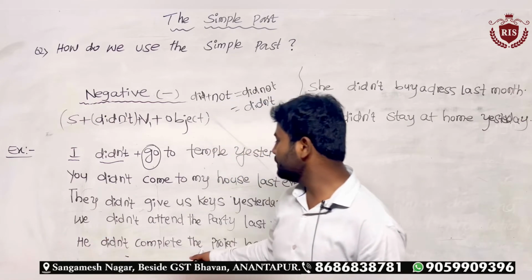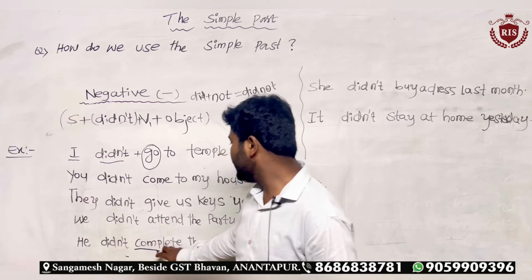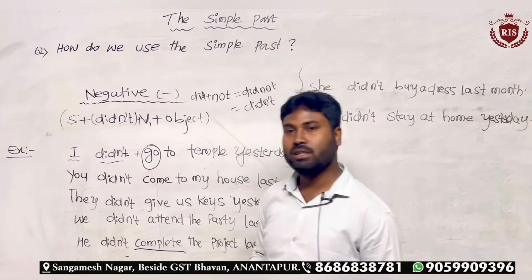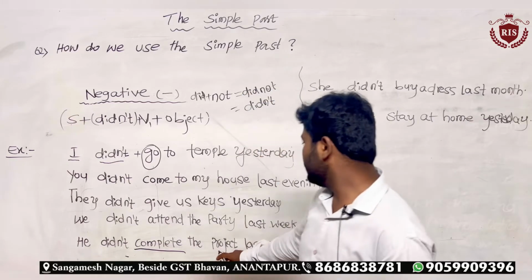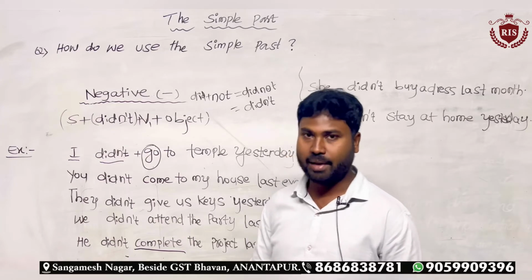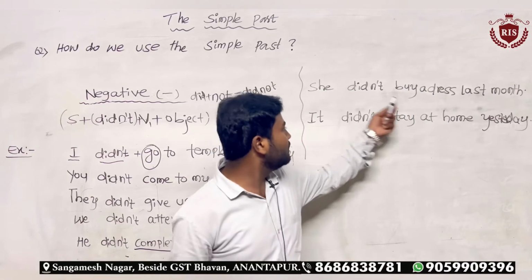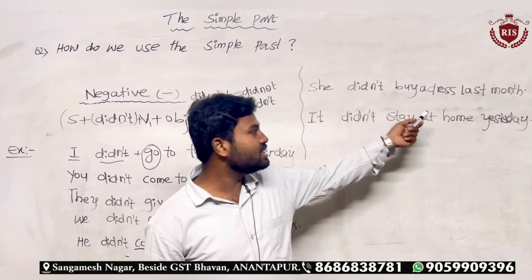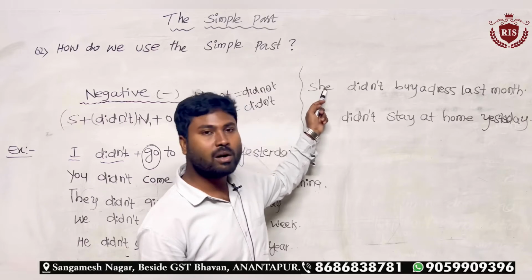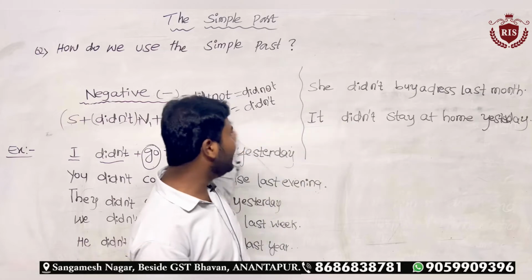He didn't complete the project last year. Again after didn't we have used the infinitive form of the verb. The project last year is the object, and last year is again the keyword. Okay, next, look at the next example: she didn't buy a dress last month. Here we have taken the pronoun she as the subject in the sentence. It plays the subject role. Again, as per the formula, we used didn't.